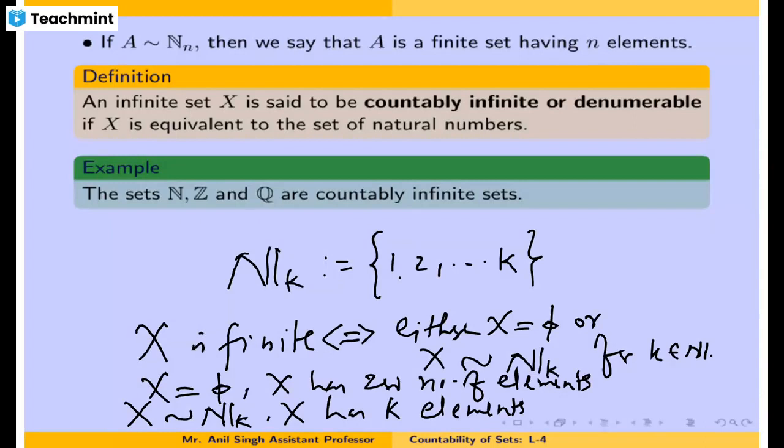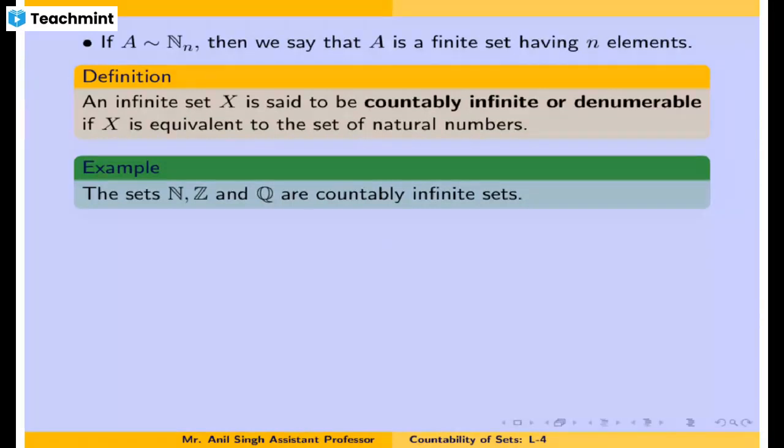Now we define another class of sets that is known as countably infinite sets. So what are countably infinite sets? Countably infinite sets are also called denumerable sets, and these are the sets which are equivalent to the set of natural numbers. X will be countably infinite if X is equivalent to the set of natural numbers. That means we can put the elements of X in one-to-one correspondence with the elements of the set of natural numbers.